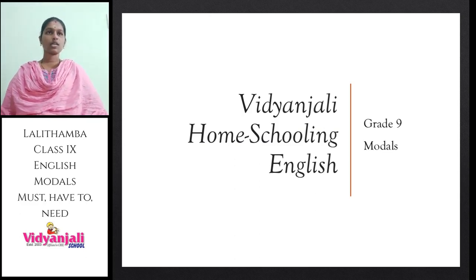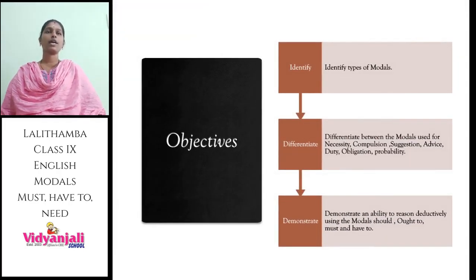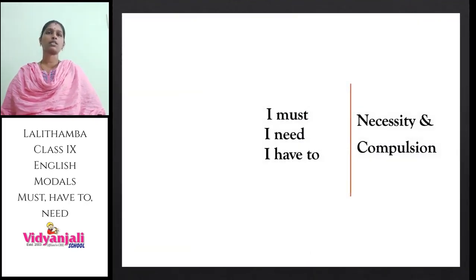So let's move on to our class without any further delay. By the end of this video you'll be able to identify types of modals and differentiate modals used for necessity, compulsion, suggestion and so on, and you will also be able to demonstrate an ability to reason deductively using the modals should, ought to, must and have to. Today we are going to learn only these three modals: I must, I need, I have to. All three are used to express necessity and compulsion. Should and ought to we are going to learn in our next class.